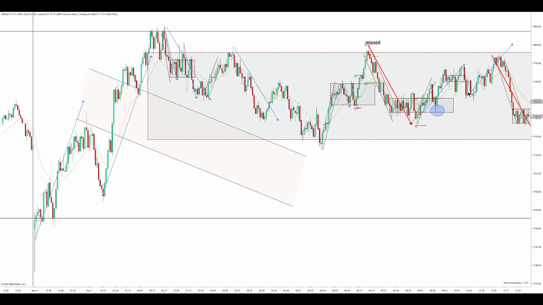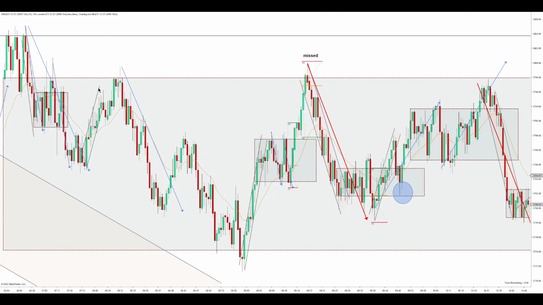And then you can see I have these 2 legs up, and I didn't take anything in here. It kind of just went into this range, and then we got a breakout of the highs. It failed. I didn't take anything in there. I had something like this, and I was just a little bit worried.